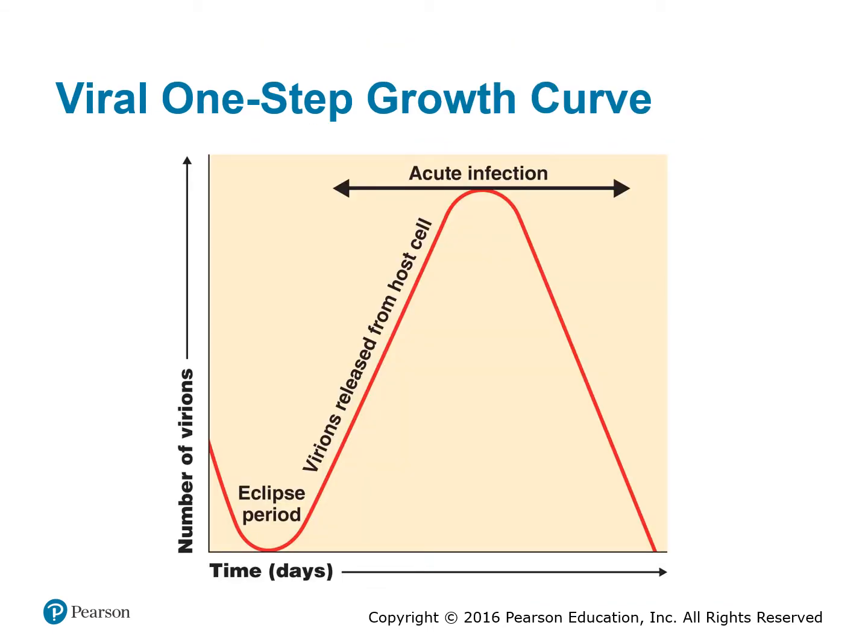If we take a look at this graph right here, you see that during this period known as the eclipse period, the number of the virions are low. And that's because during this period, the virus is multiplying. It's making more of its DNA or RNA. It's multiplying its capsid. And so therefore the virus has not been assembled yet. You just have separate parts, the nucleic acid, the capsids, the proteins.